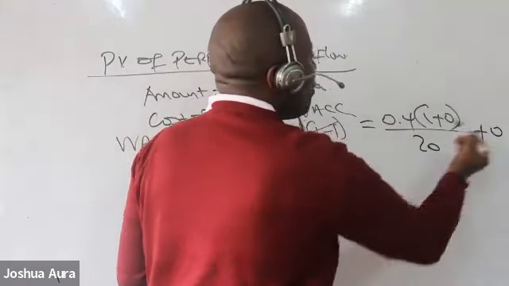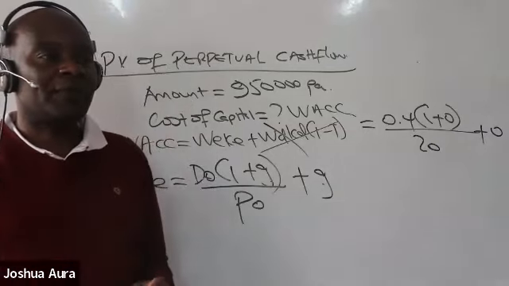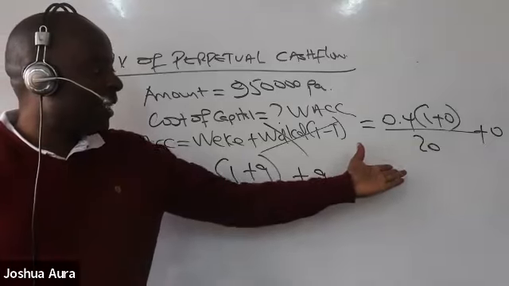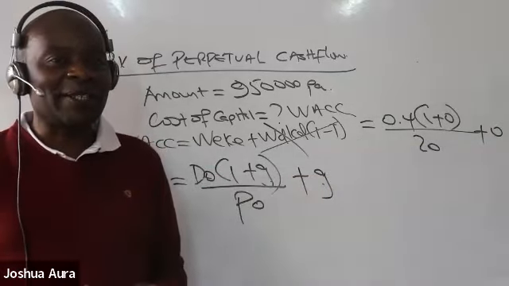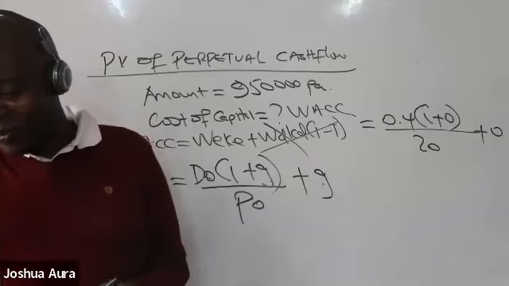Plus growth rate again, which is what here? 0. Growth rate is 0. So then could you kindly give me this cost of equity? Give me this cost of equity.